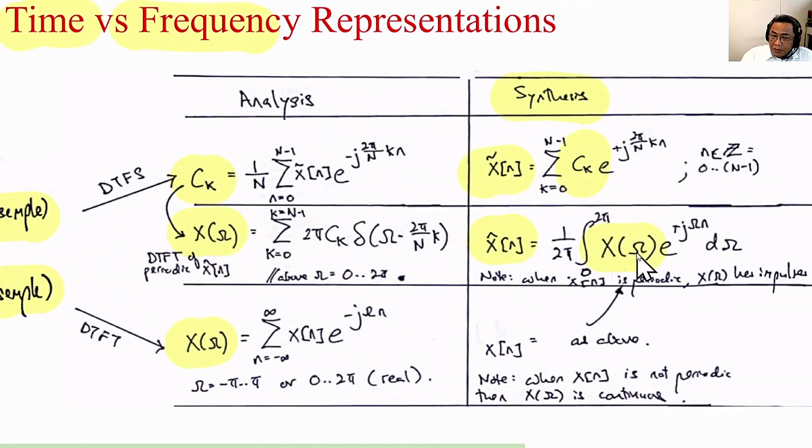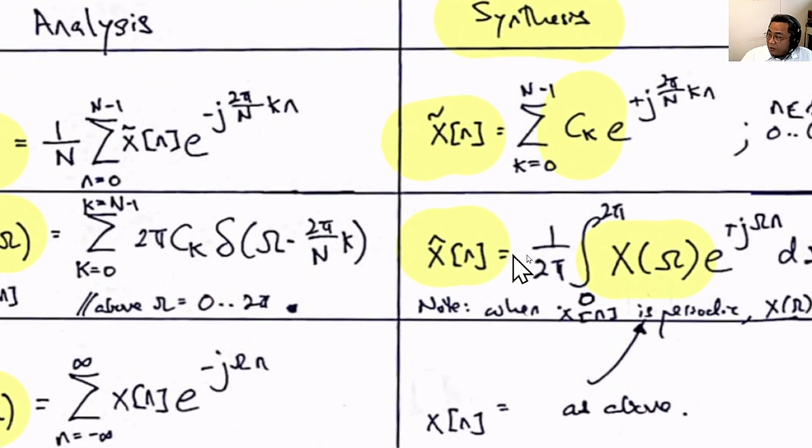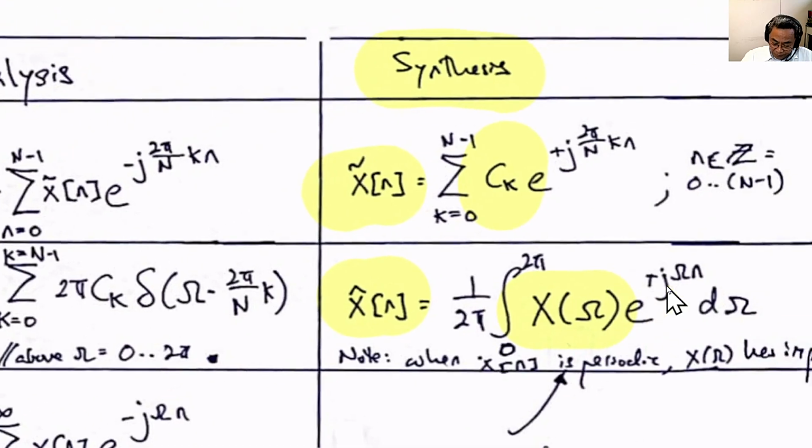So x of omega is a frequency representation of x of n, because from x of omega we can reconstruct x of n perfectly. So from this perspective, they are the same. Why is x of omega a frequency representation and x of n a time domain representation? Simply, x of n is for time, omega is for frequency. Hence, this is the distinction why we call x of n the time representation, x of omega the frequency representation.